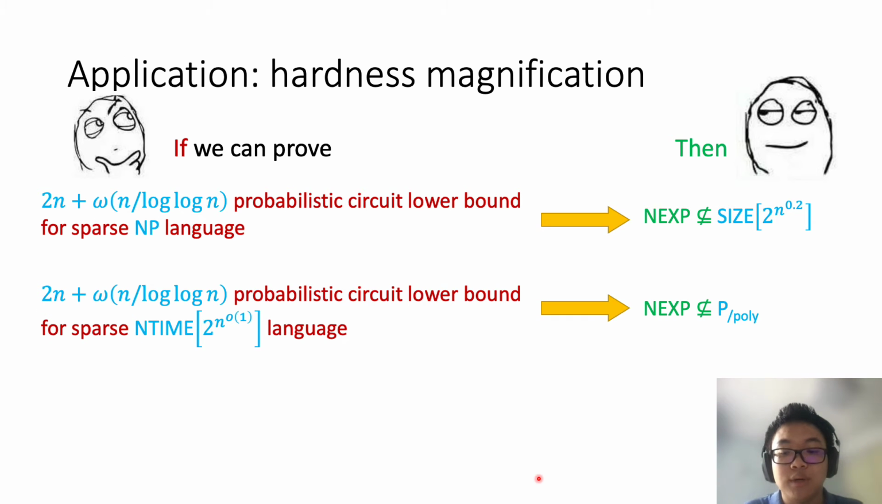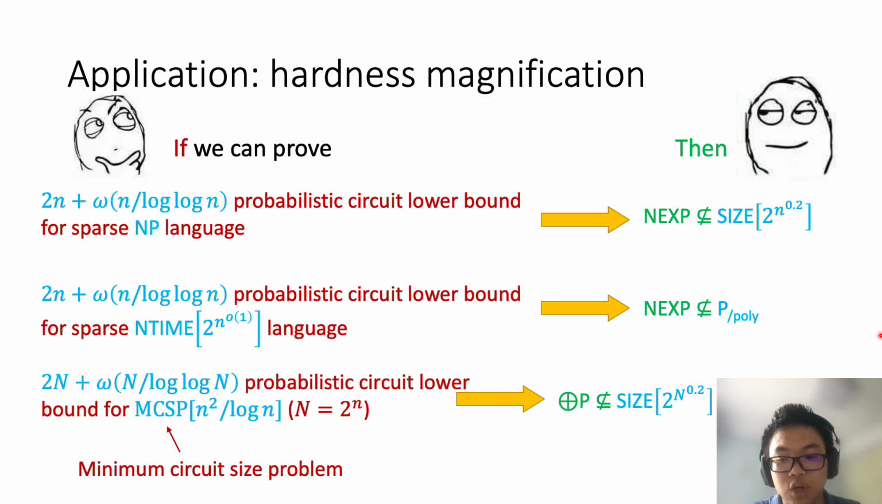And if we only want a polynomial lower bound, say NEXP is not contained in P/poly, which is still a big breakthrough, then we can replace this NP by nondeterministic time 2 to the n to the little o(1) time. And if we can prove a similar lower bound for the minimum circuit size problem of some smaller threshold, then we can even improve the NEXP in the lower bound to parity P.